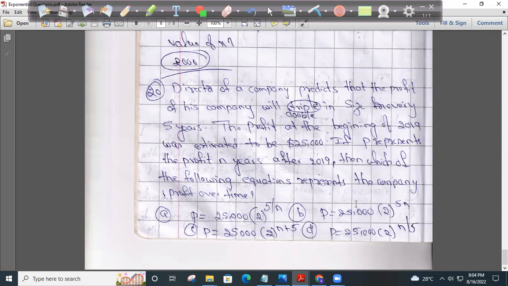The director of a company predicts that the profit of his company will double in size for every 5 years. The profit at the beginning of 2019 was estimated to be $25,000. If P represents the profit n years after 2019, which of the following equations represents the company profit over time? It will double in size, not triple, double in size for every 5 years.